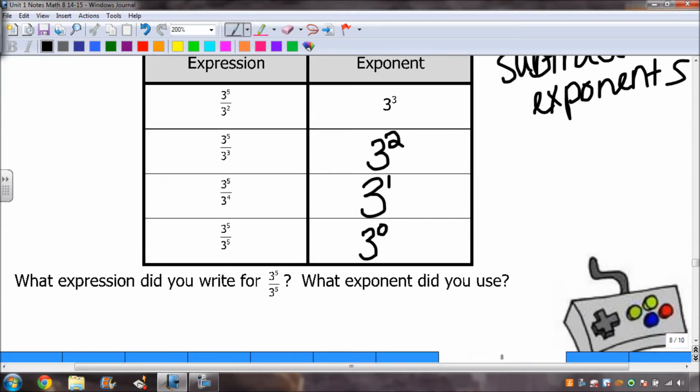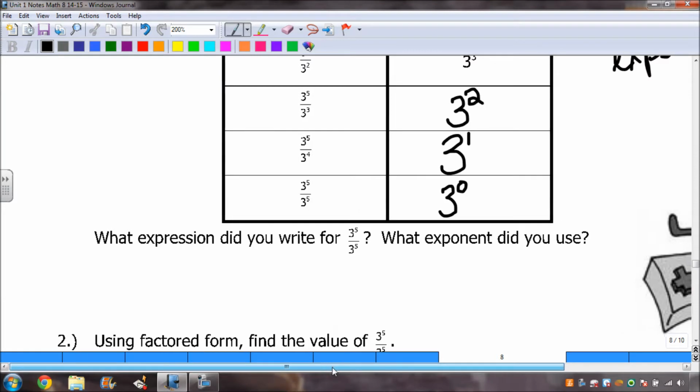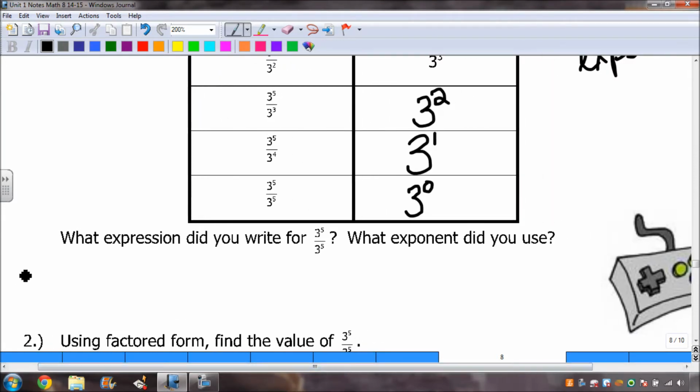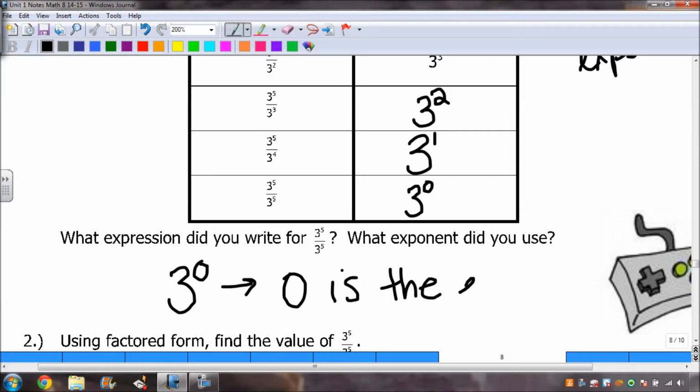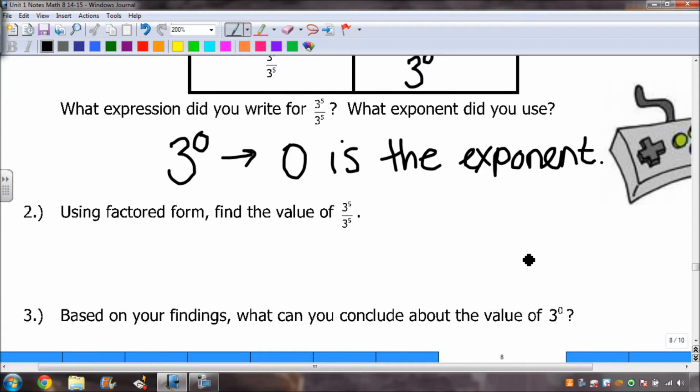Okay, so now let's look at question number 2. Sorry, it's not even question number 2. We'll just look at the question underneath the chart. What expression did you write for 3 to the 5th divided by 3 to the 5th? What exponent did you use? So we ended up getting 3 to the 0th power. So that means that 0 is the exponent. Okay? So what does that mean? What does it mean to have 3 to the 0th power?